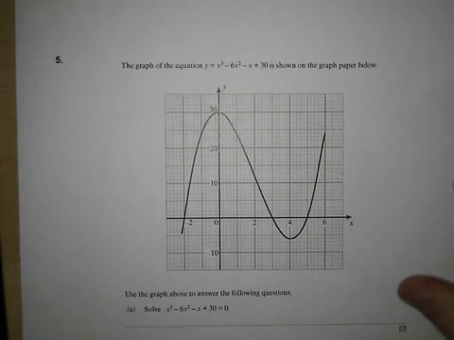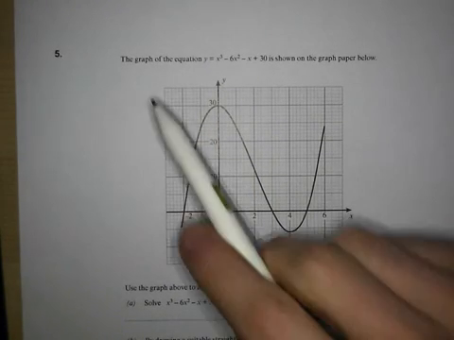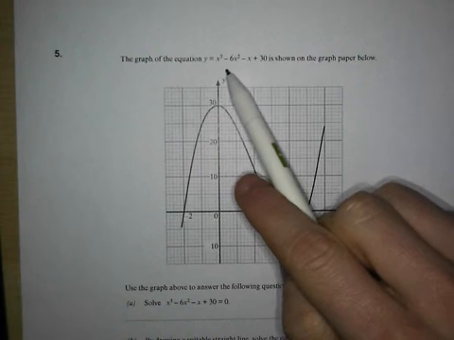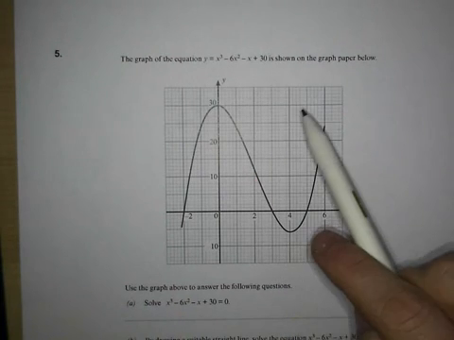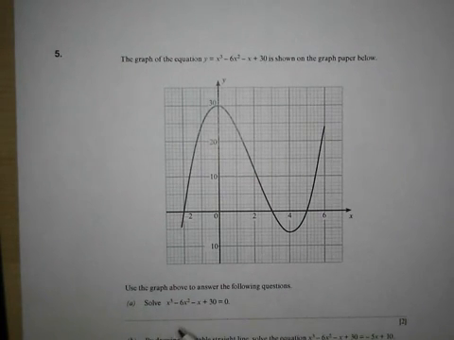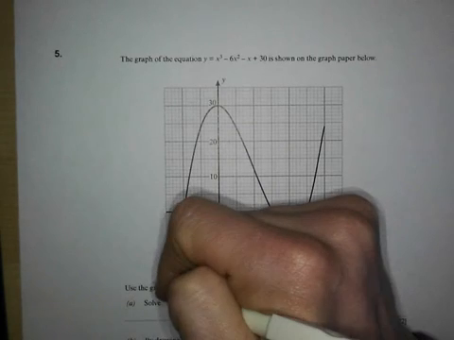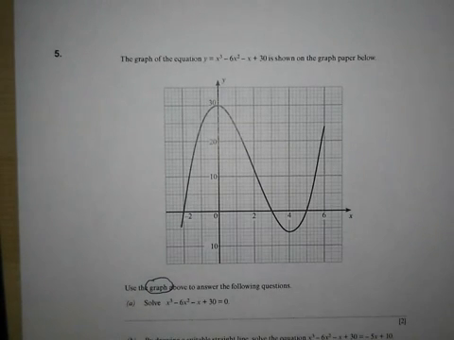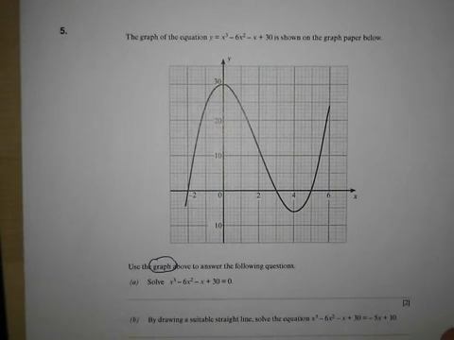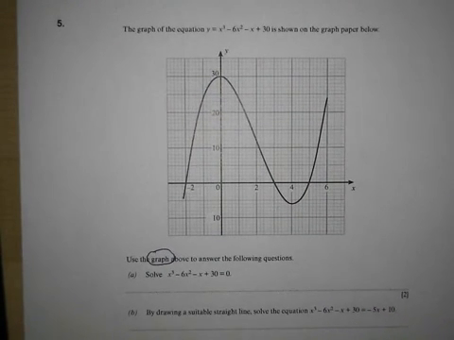Now this is our first proper cubic graph here. The graph of the equation y equals x cubed minus 6x squared minus x plus 30 is shown on the graph paper below. Use the graph, now that's very important, use the graph above to answer the following questions. If you don't use the graph, you might not get the mark because it's explicitly told you to use the graph. So firstly, solve where that equation equals 0.